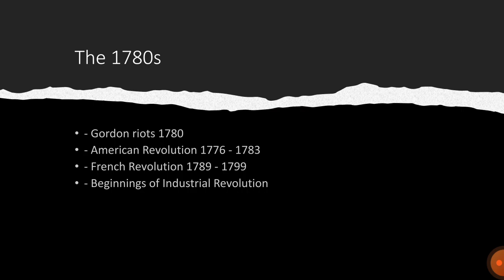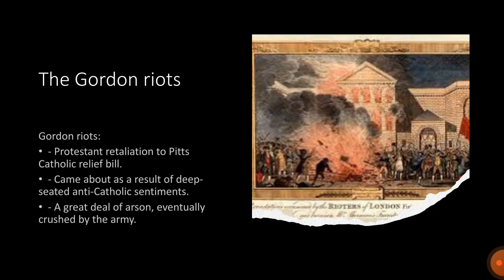So we're going to do the Gordon riots, the American Revolution, the French Revolution, and the beginnings of the Industrial Revolution. So the Gordon riots started in 1780 by staunch Protestants who opposed William Pitt the Younger's Catholic Relief Bill, which he introduced to Parliament. This was when Pitt was still fairly liberal in his reforming side.